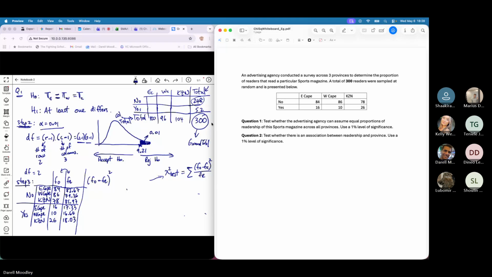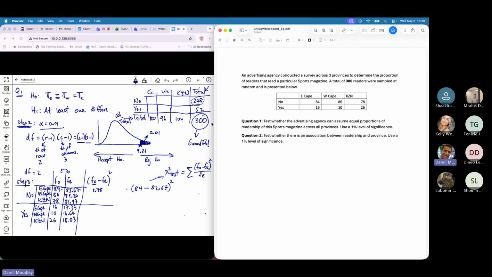Let's look at the first value that I'm going to calculate here. I'm going to take the corresponding f naught value, which is 84, and subtract its corresponding fe value, which is 82.67. I'm going to put it in brackets and raise it to the power 2. That's what I'm going to do in my calculator. If you do that, you'll get a value of 1.78. So that's the first row.